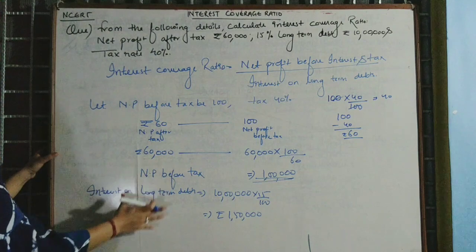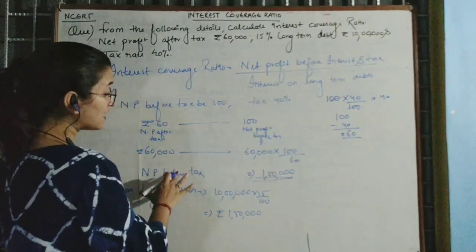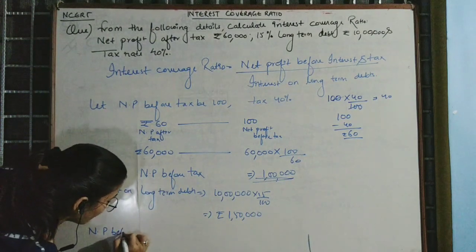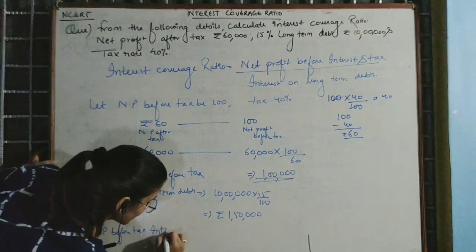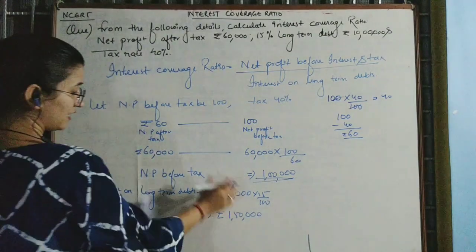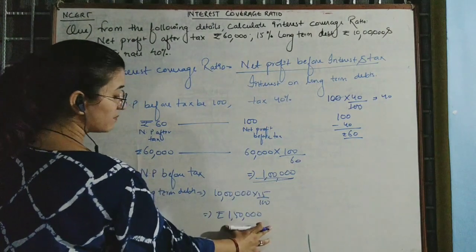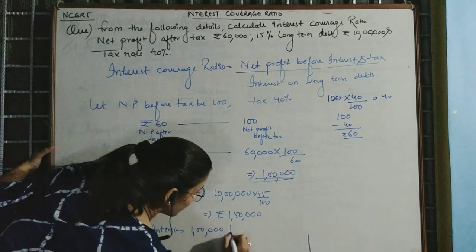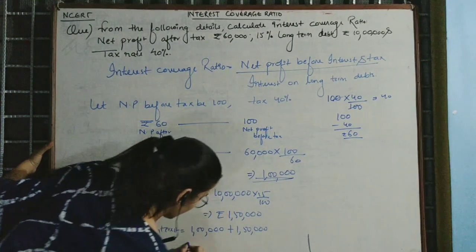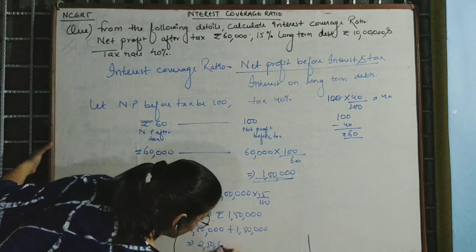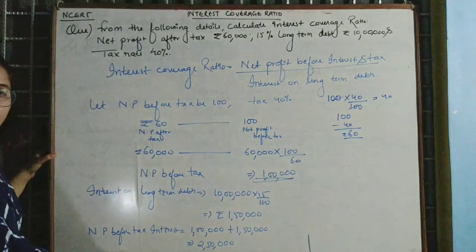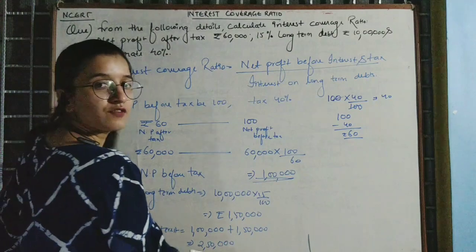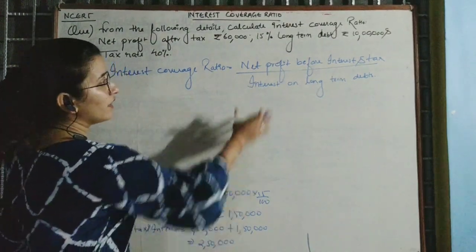But in the formula we have to calculate net profit before tax and before interest. So to calculate net profit before tax and interest, we will add the amount of net profit before tax and 15% interest on long-term debts. So 1 lakh rupees plus 1,50,000, we get the result 2,50,000. So here is the amount of net profit before tax and interest. Now we will put this amount in the formula.